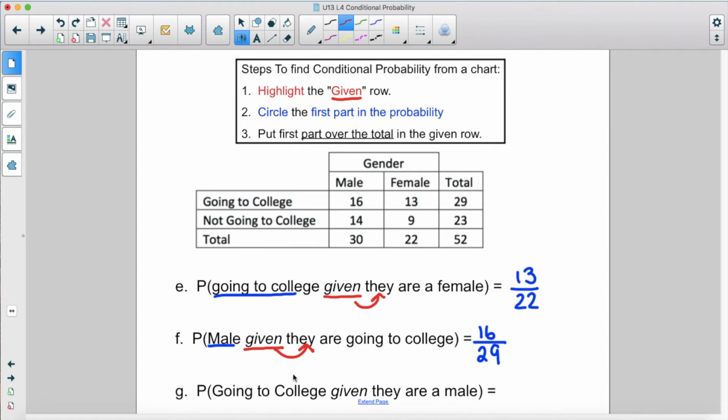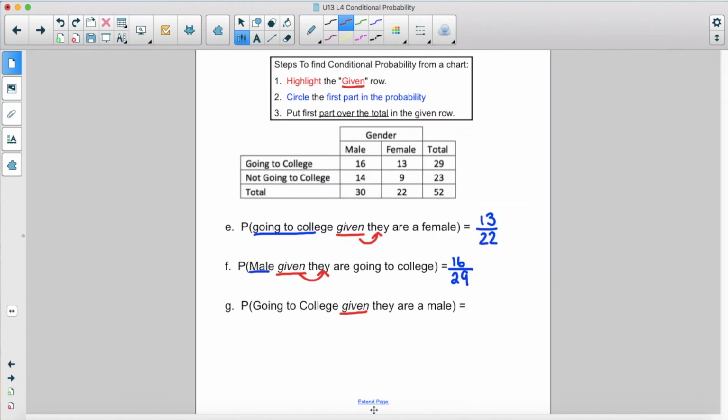Now it says the probability of going to college given they are male. So we only care about if they're male. We don't care if they're female. We don't care about the total. Only care about this circled column. Now we're looking at the probability that they're going to college. So looking here, this is the number of males going to college. So that is 16 out of our total in this big circle or this highlight is 30. So it is 16 over 30 is the probability. Okay?